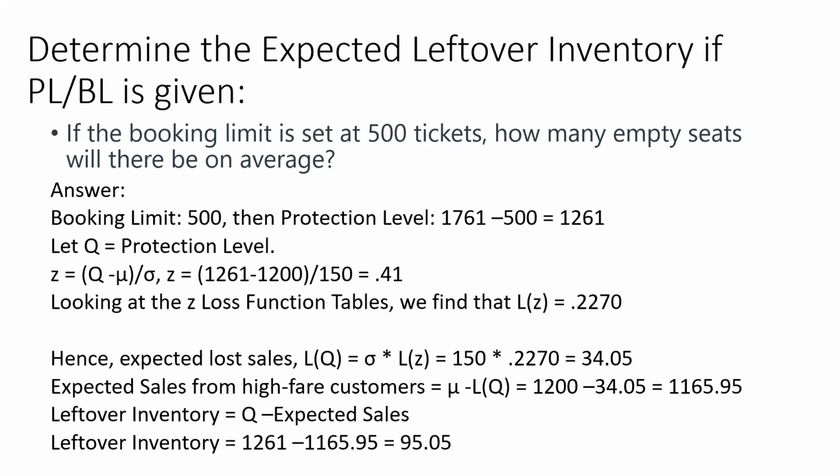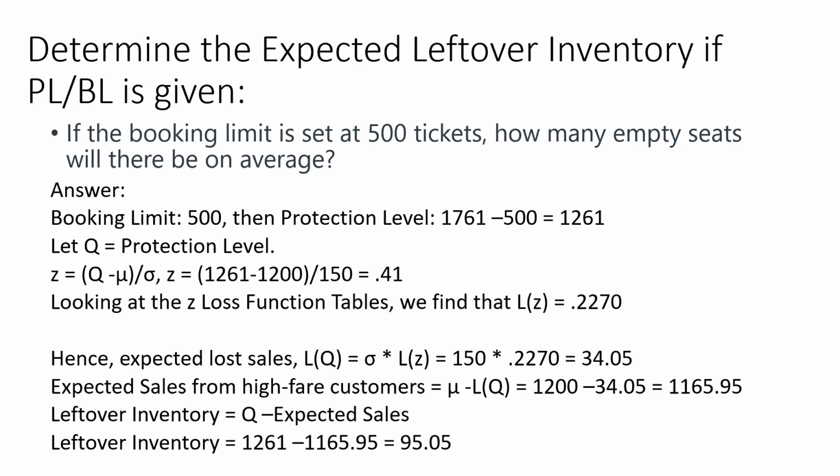And then L of Q, or lost sales, is equal to L of Z times sigma. So don't forget to use L of Z times sigma to find the actual lost sales. Most people who get the wrong number either go find the wrong table, or forget to multiply by sigma. So here you need to pay extra attention. Don't forget to multiply by sigma.